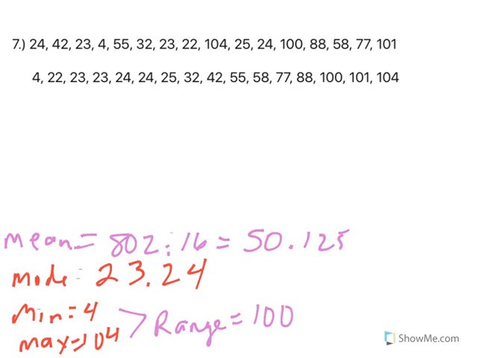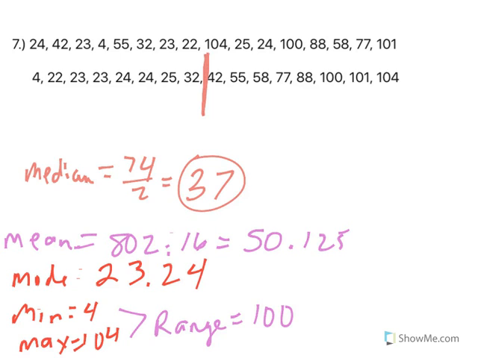So when I want to find my median, I have 16 numbers. So I got to go to the middle. My middle number falls between 32 and 42 because I have 8 numbers here, 8 numbers here. So to find my median, 32 plus 42 is 74. Divided by 2, my median is 37.